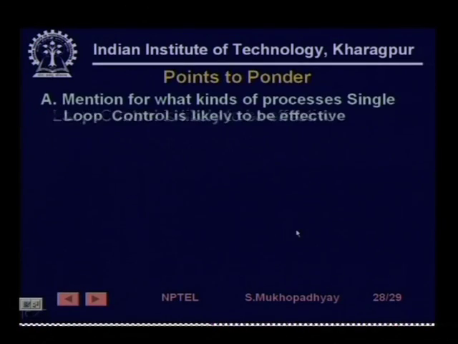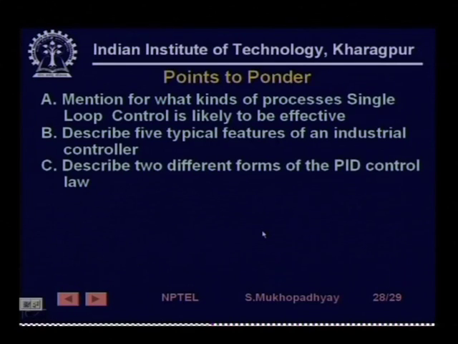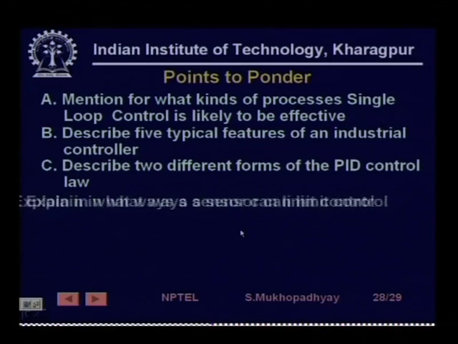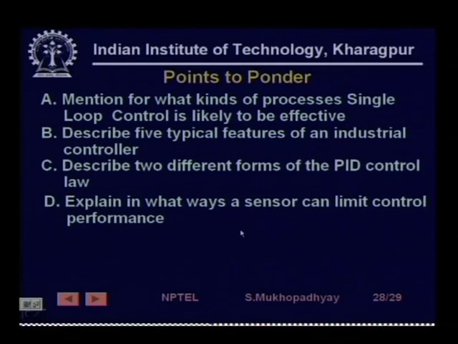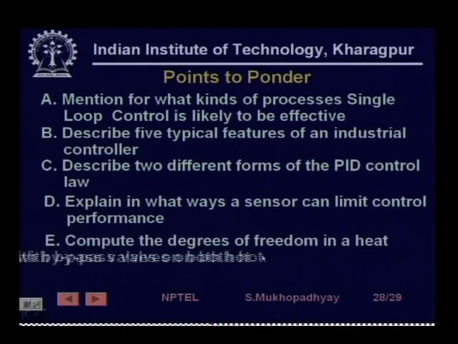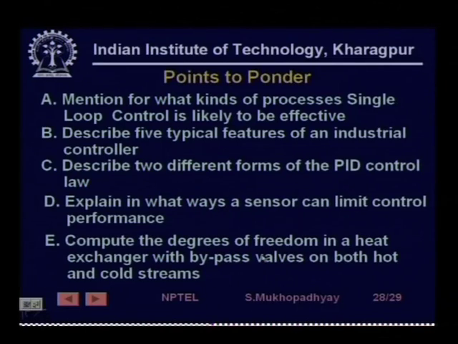So, you might ponder on these questions. For example, for what kind of processes is single loop control likely to be effective? Can you give an example? What are some typical features of an industrial controller? Can you state the different forms of the PID control law and convert between them? For example, form 3 to form 1, we have not yet done. Can you look at that? Explain in what ways a sensor or actuator can limit control performance, and compute the degrees of freedom in a heat exchanger. This is a nice problem. Take a standard heat exchanger with bypasses on the hot and the cold flow, put valves on them, and then try to compute the degrees of freedom.